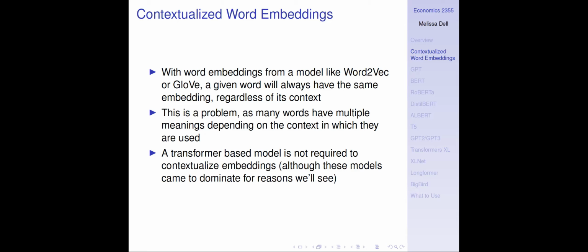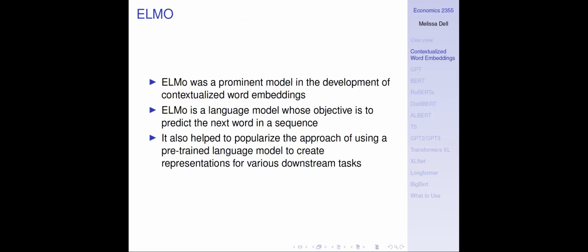And so I'm going to start by saying a word about contextualized word embeddings. Actually, a transformer-based model is not required to contextualize word embeddings, although we'll see that transformer-based models came to dominate for reasons that we talked about last class and that are going to come back up again today. But I'm going to start with a contextualized word embedding model that's actually not transformer-based, and that is ELMo.